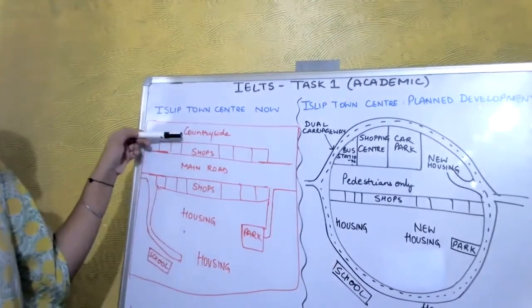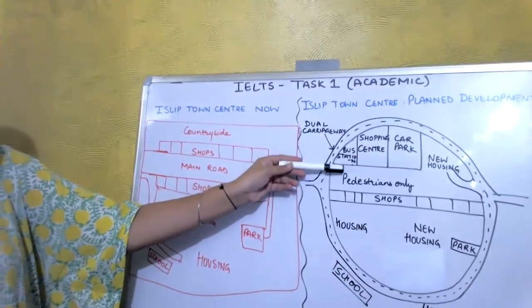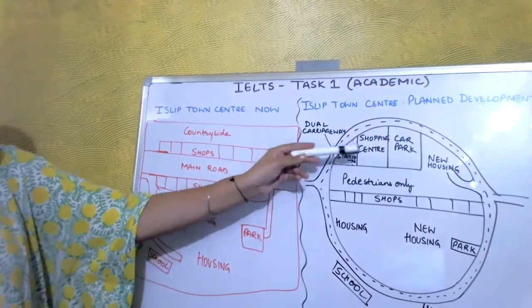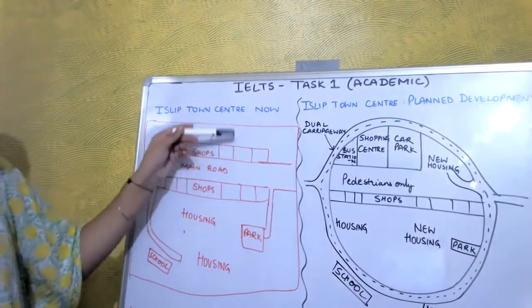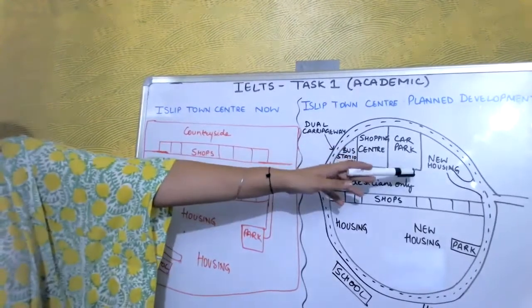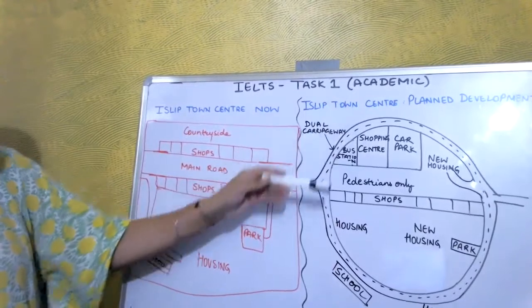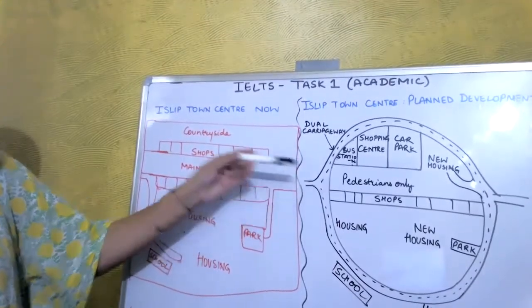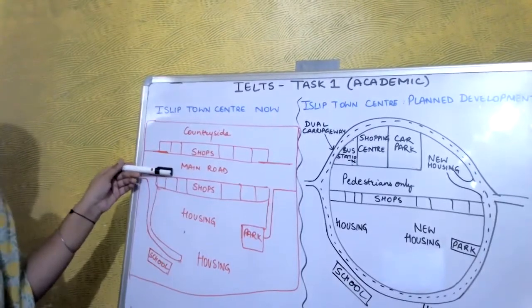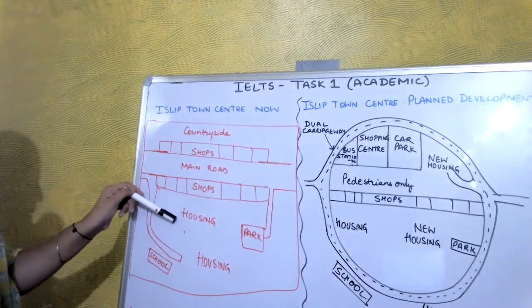Then you see there was countryside. Now in the new plan, there is no countryside. You can see new public facilities like a bus station, shopping center, and car park. Plus, there was no housing in the north side, so there is a new housing to the north of the shops. Correct. In the new plan, there is a separate way for pedestrians, which was earlier a main road for the traffic. Correct.